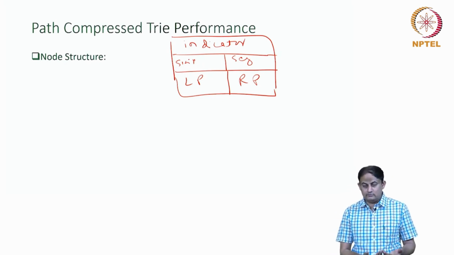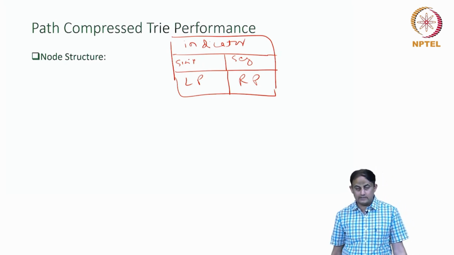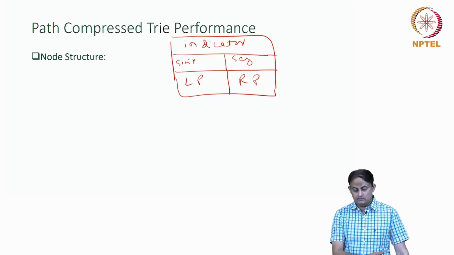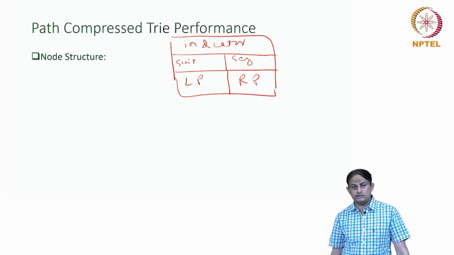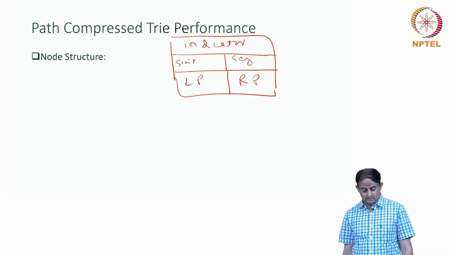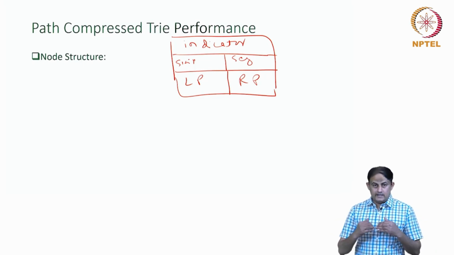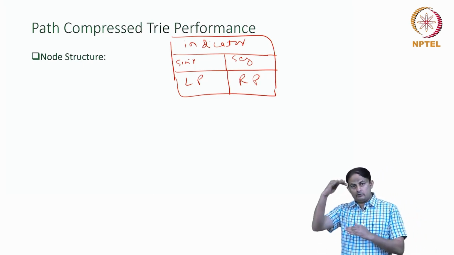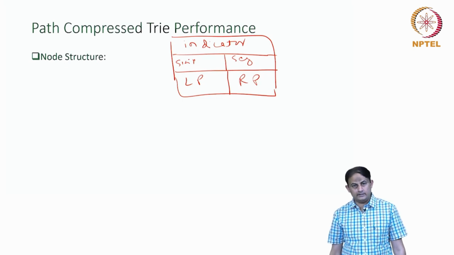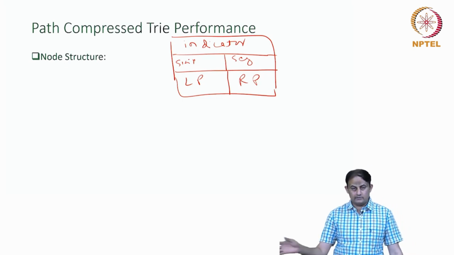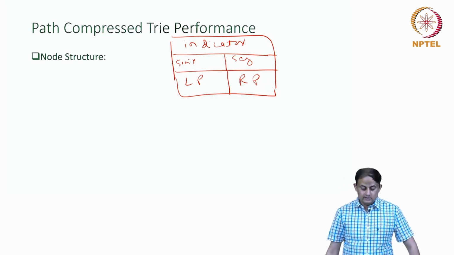Every node has a skip length, and it can be 0 as well. Whatever the skip length is, that many bits the segment portion should have, and then the left and right child as usual. So at the expense of some space at each node, we are able to compress the height of the binary trie, and by reducing the number of pointer traversals, we are able to make the decision faster.